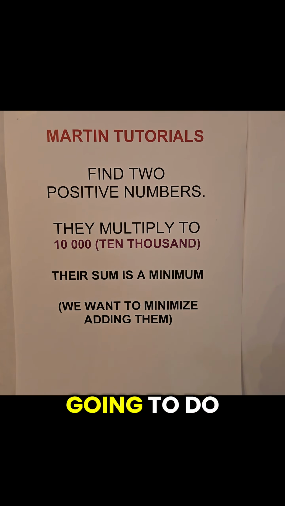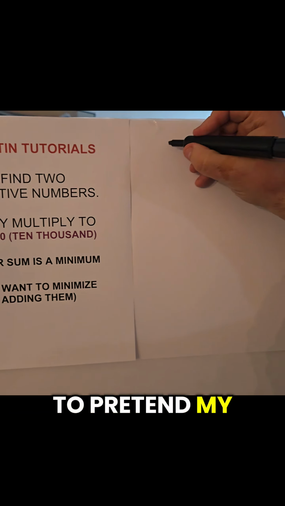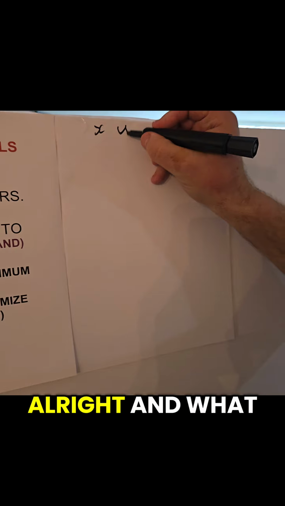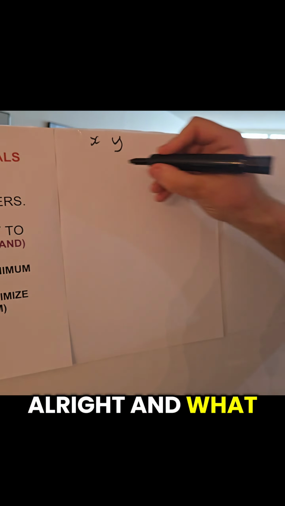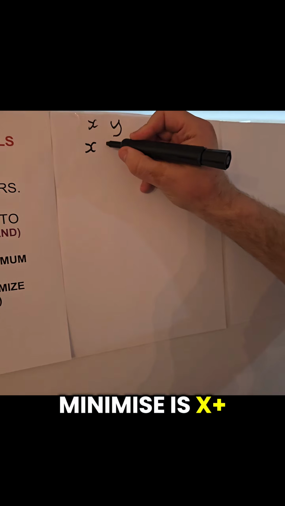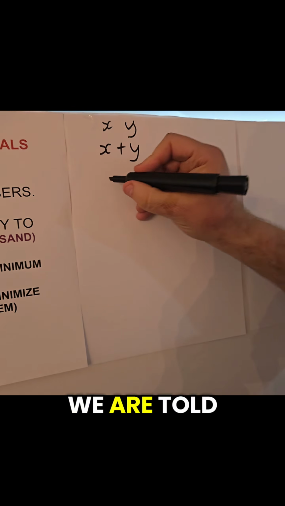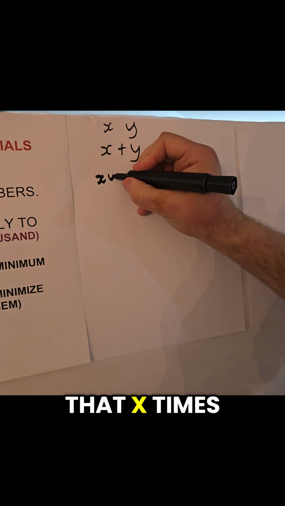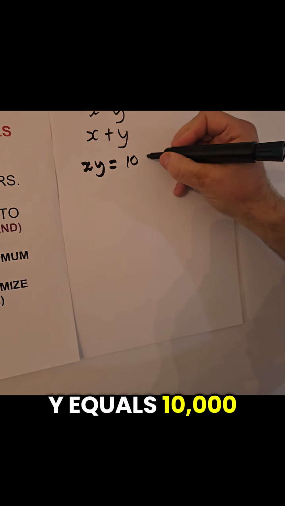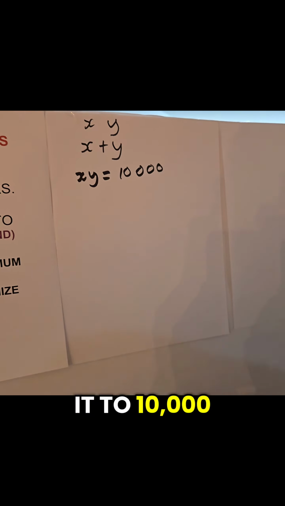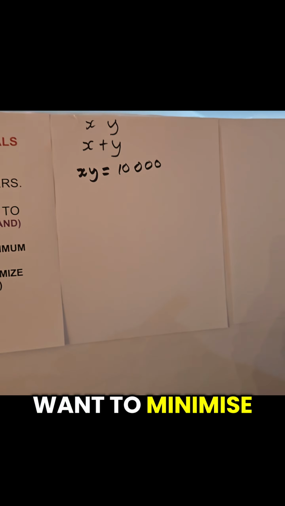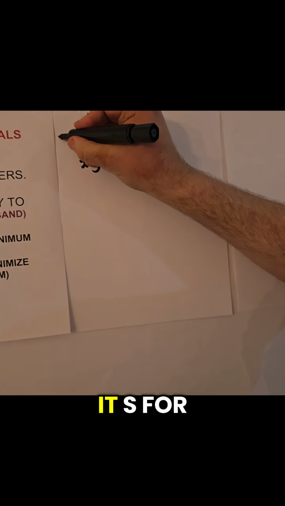So what I'm going to do is pretend my two numbers are x and y, all right? And what we want to minimize is x plus y, our two numbers. We are told that x times y equals 10,000. I took the statement they multiplied to 10,000 and wrote it as an equation. That's what we want to minimize. I should put a letter back in the equation. I can call it S for sum.